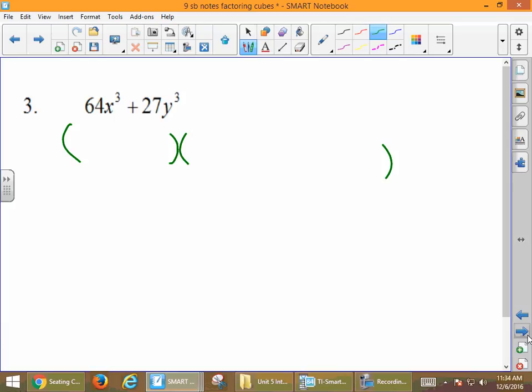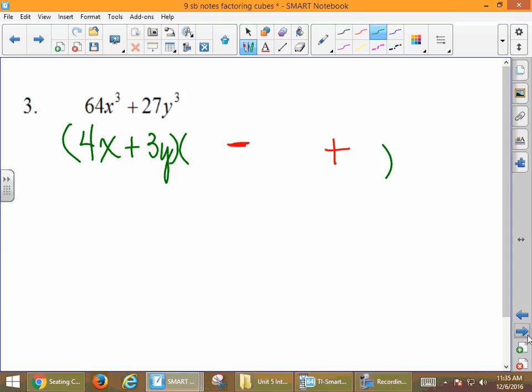When we look above on our paper, or we type in the cube root of 64, we find out that we get 4. The cube root of x cubed is x. When you look at the top of the paper, 27 is 3 times 3 times 3. So it's going to be 3y. Then we're going to have same sign, opposite sign, always positive. So, S for same, O for opposite, AP, always positive.